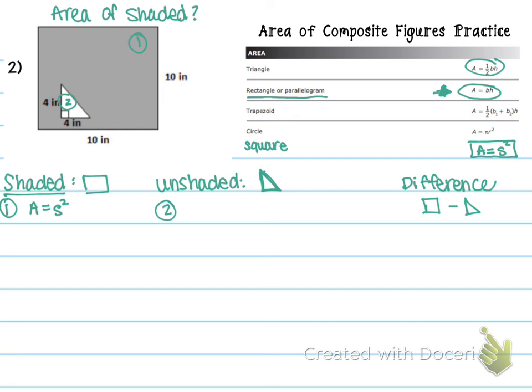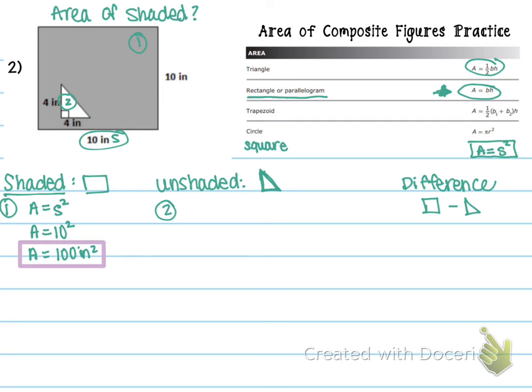So what is our side length? Our side length is 10. So area equals 10 squared. Area equals 10 times 10, which is 100 inches squared. Bam. That was easy, wasn't it? We just plugged in 10, and we all should know that 10 times 10 is 100.